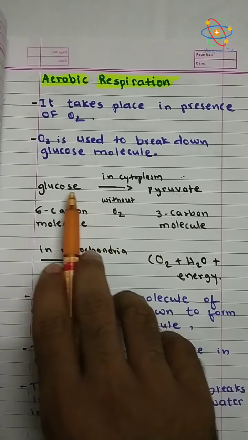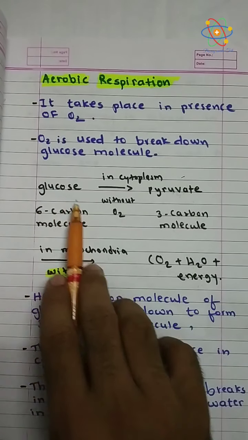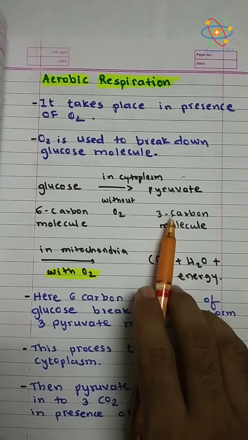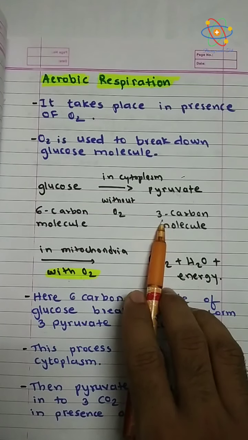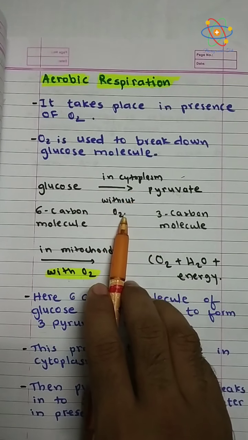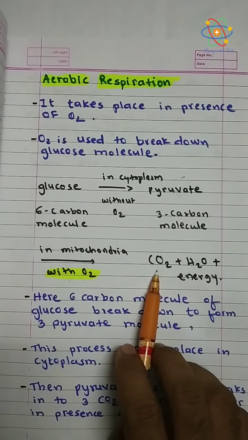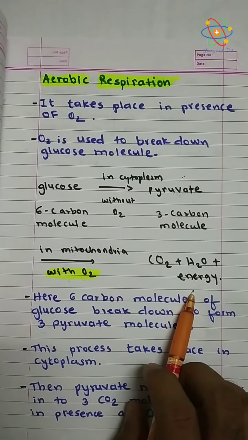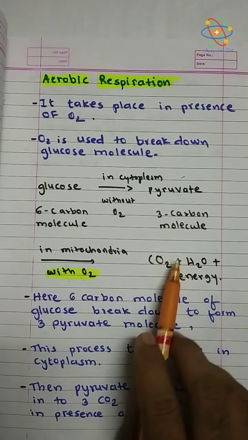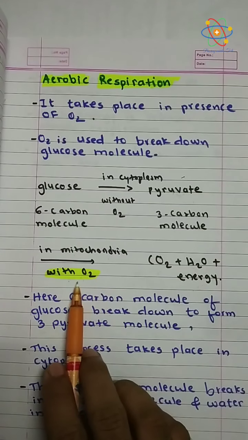In the first phase, when glucose is converted into pyruvate, the 6 carbon atoms present in glucose are converted into pyruvate, where pyruvate is made from 3 carbon atoms, and this reaction takes place in the cytoplasm part of the cell without oxygen. In the second phase, pyruvate is converted to carbon dioxide, water and energy, and this conversion takes place in the mitochondria part of the cell where oxygen is important. Without oxygen, this reaction is not possible.